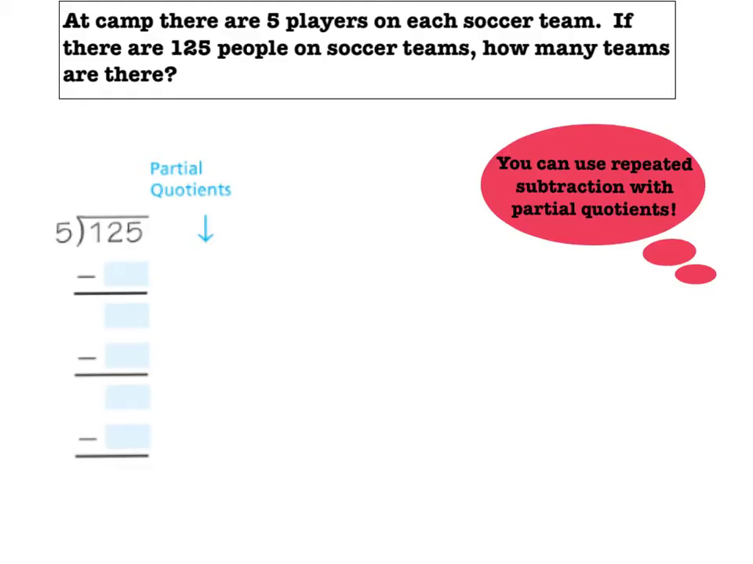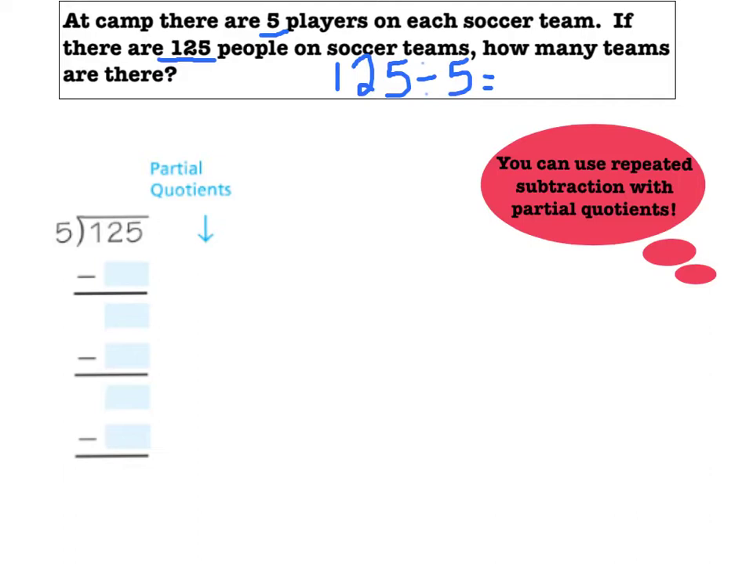Let's look at our first problem. At camp, there are 5 players on each soccer team. If there are 125 people on soccer teams, how many teams are there? So I know that there are 5 players, and there are a total of 125 people on the soccer teams. So I want to know how many teams there are going to be. So I have 125 people in total divided by 5 players on each team, and I want to know how many teams there are.